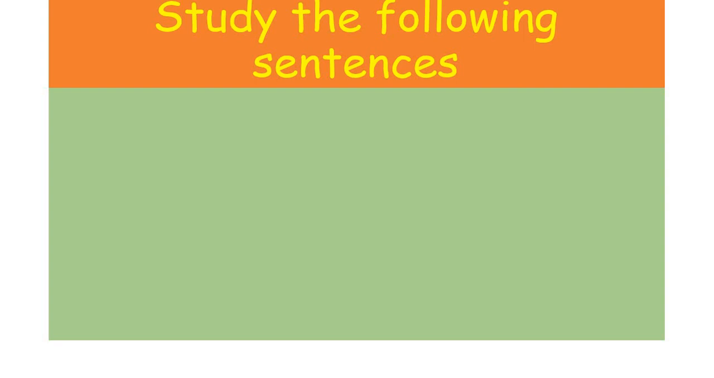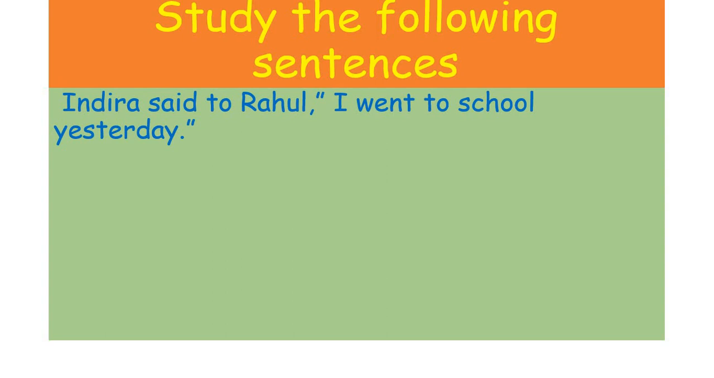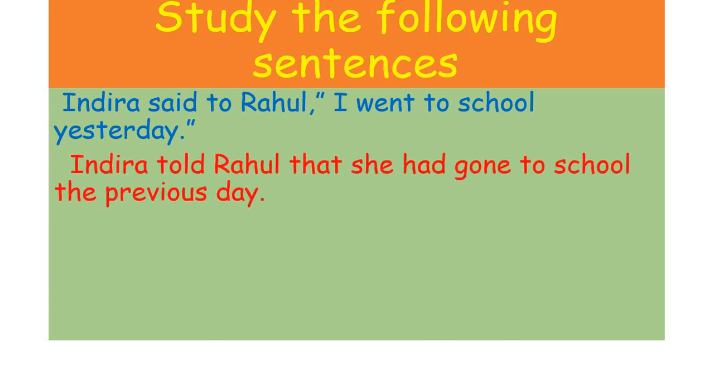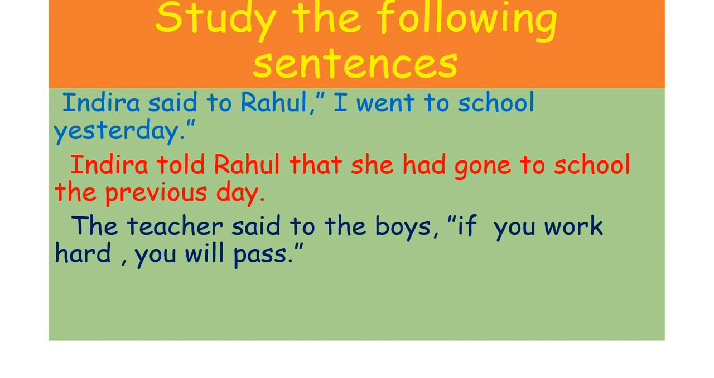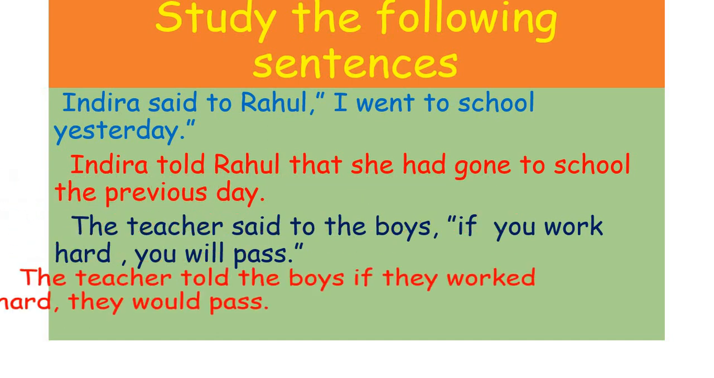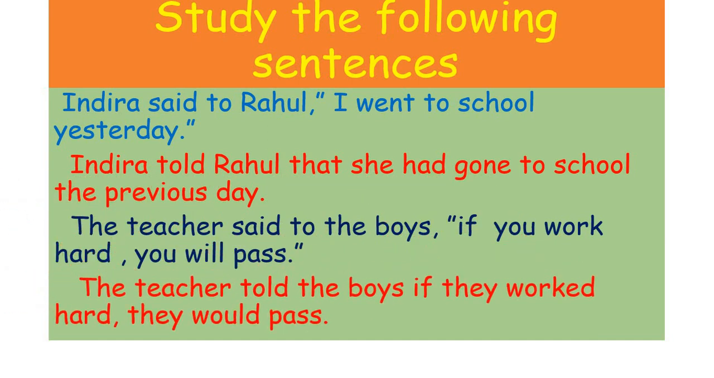Now see, some of the sentences are given here. How do we change them? Indira said to Rahul, I went to school yesterday. This sentence will convert in this manner: Indira told Rahul that she had gone to school the previous day. Now the next is, the teacher said to the boys, if you work hard, you will pass. And the teacher told the boys if they worked hard, they would pass. So we change the sentences here in this manner.